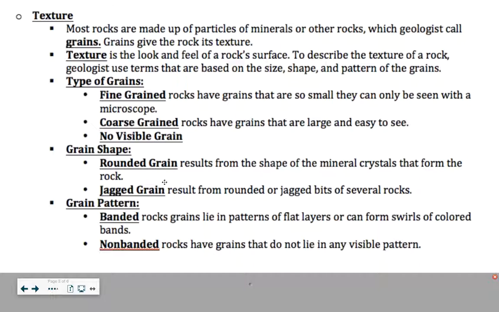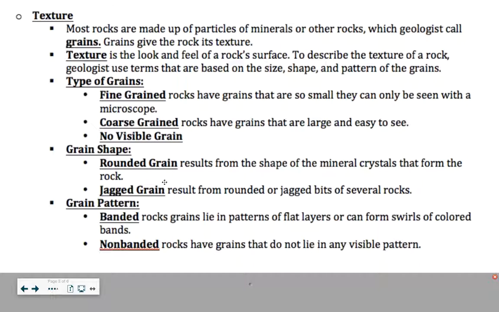Grain pattern. You will see banded and non-banded. Banded rocks, rock grains lie in patterns of flat layers or can form swirls of colored bands. You will see banded and non-banded rocks. I also say it looks like it has layers. You can clearly see the different colors, and it just looks like layers, like it's been stacked on top of each other. Non-banded, you don't see that layering.